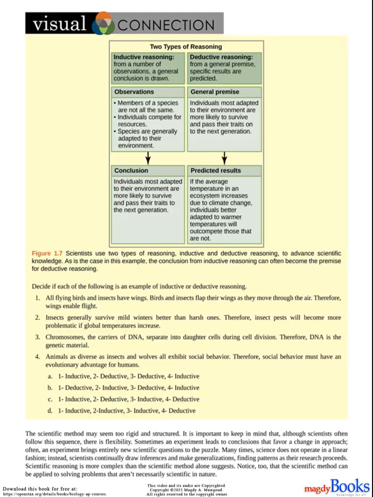Instead, scientists continually draw inferences and make generalizations, finding patterns as their research proceeds. Scientific reasoning is more complex than the scientific method alone suggests. Notice, too, that the scientific method can be applied to solving problems that aren't necessarily scientific in nature.